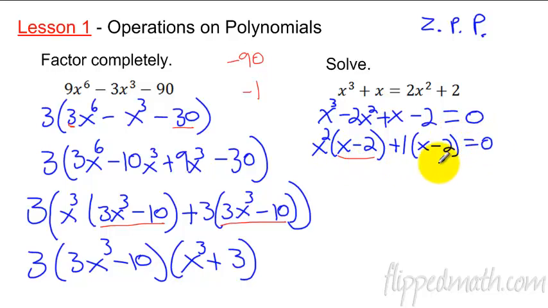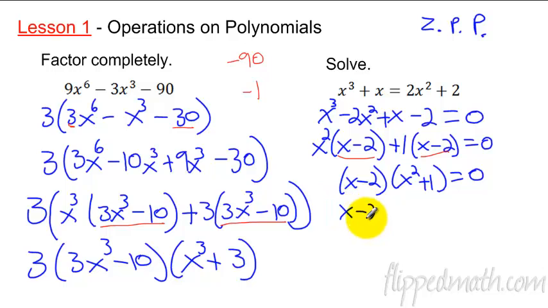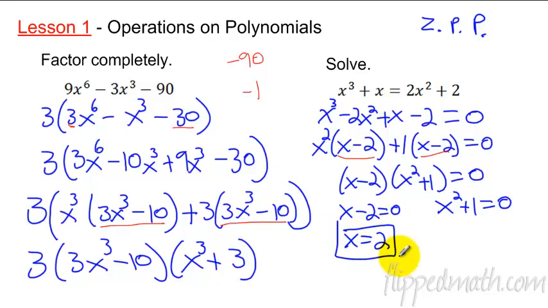And since we have x minus 2, since those are the same, that was perfect. We can now pull that to the front and just say x minus 2 times x squared plus 1 equals 0. And now we're going to solve. We're going to solve this one here, x minus 2 equals 0, and x squared plus 1 equals 0. Once you have things factored that equal 0, you just separate each individual factor and solve it. So there's one answer, x equals 2.